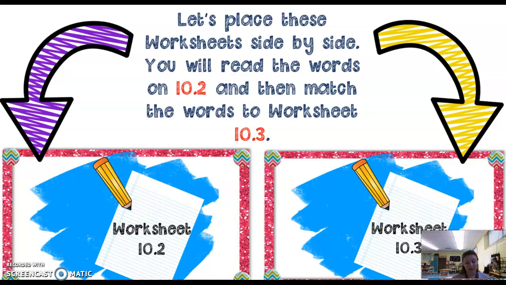And then on page 10.3, you have clues. For example, number 1 says, which word means the same thing as deer? So I'm going to look through all the words on that sheet, and I'm going to ask myself, which word is a synonym, or a word that means the same as the word deer? And I know that the name for a female deer is a doe. So I find under the OE column, the spelling OE makes the O sound for the word doe.